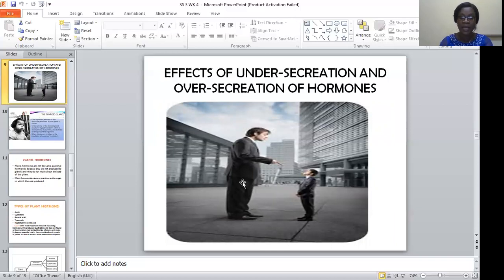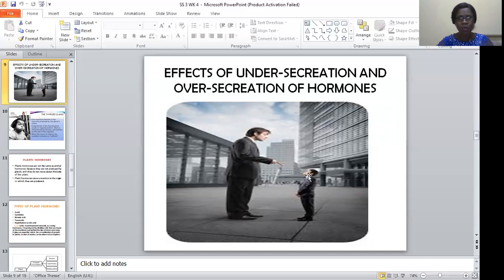Like in my picture here, you can see this man is very tall. He's a giant, and we refer to that defect as gigantism. And this other man here is very short. That is dwarfism. That is, the hormones that are secreted from both parents are under-secreted. They are not enough. That is why you see this defect occurring in this man. He's very short. He's not of normal height.